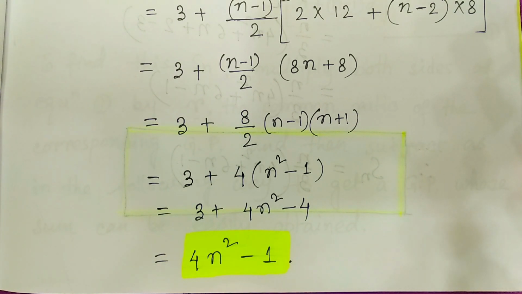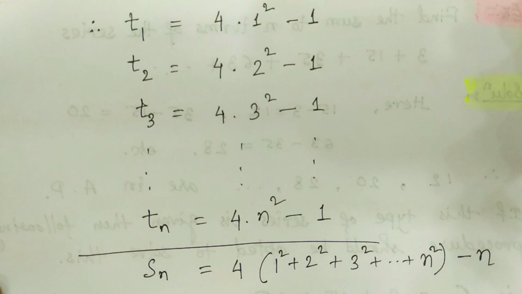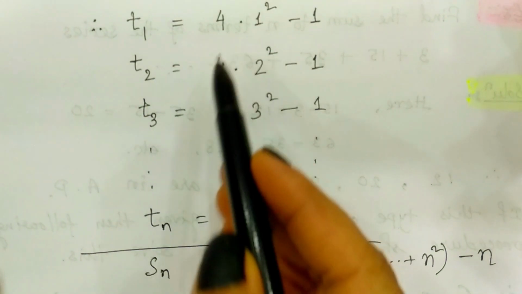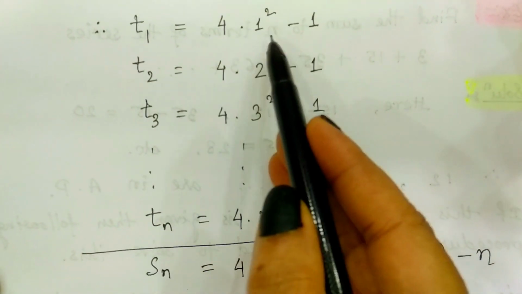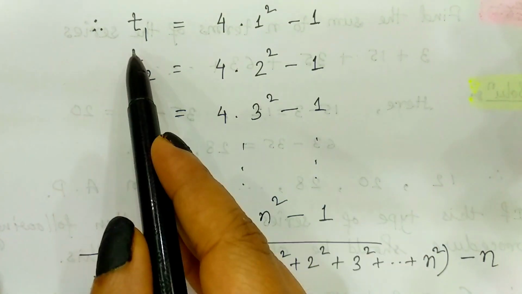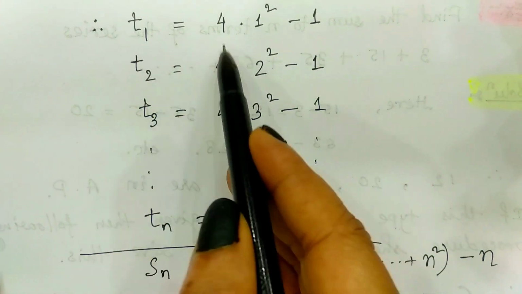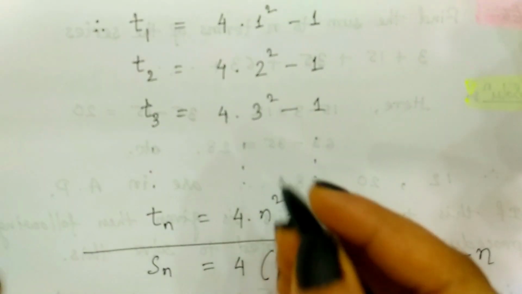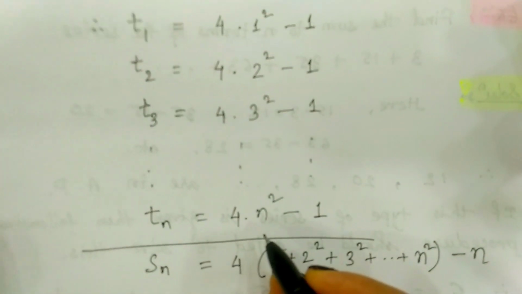So now what to do? For this Tn, we just substitute n as 1, 2, 3, 4 in this way up to n. So Tn is equal to 4 into n square minus 1. When we substitute 1, then T1 is equal to 4 into 1 square minus 1. For 2 it is 4 into 2 square minus 1. Similarly for Tn it is 4n square minus 1.